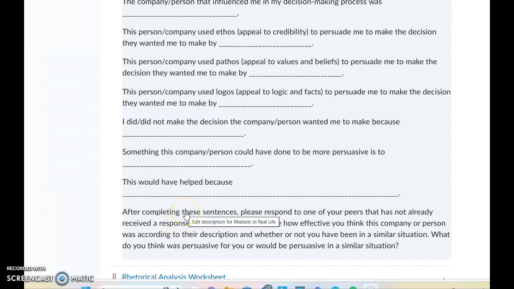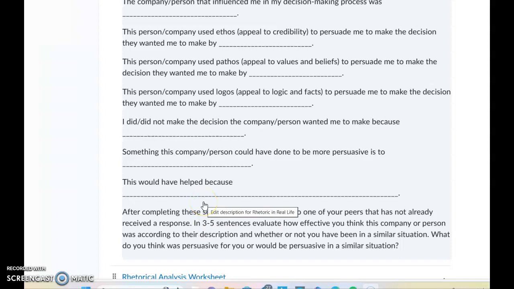And then just like you did for your introduction post, I want you to go back and respond to your peers. I will give you Friday to get the initial post in, and then I'll give you Saturday to respond to your peers.